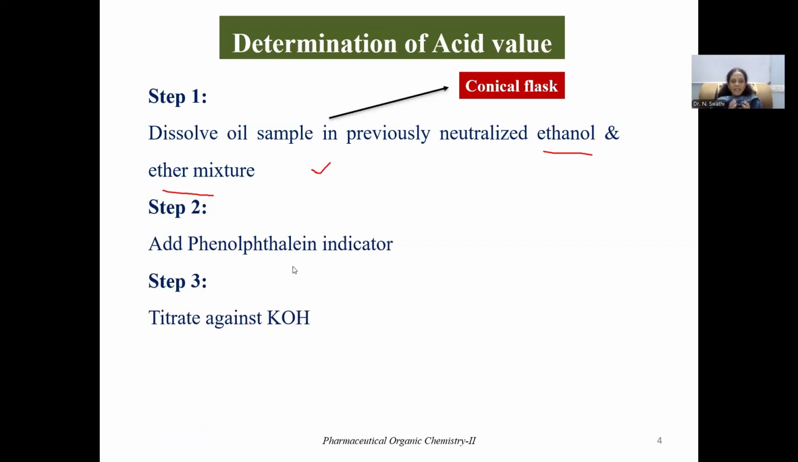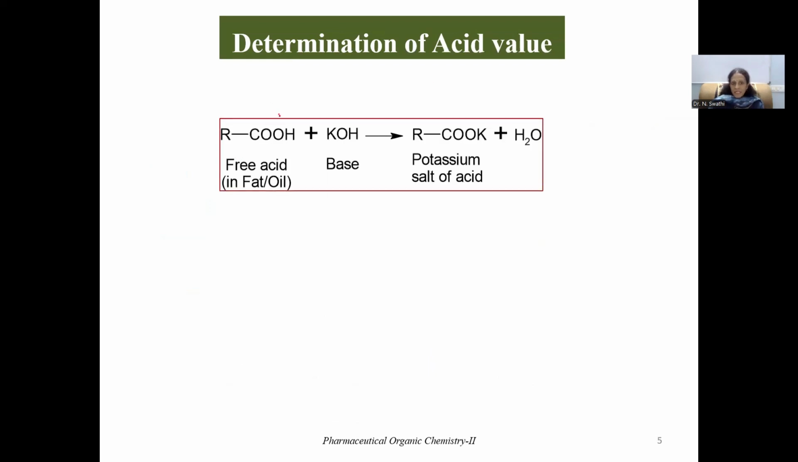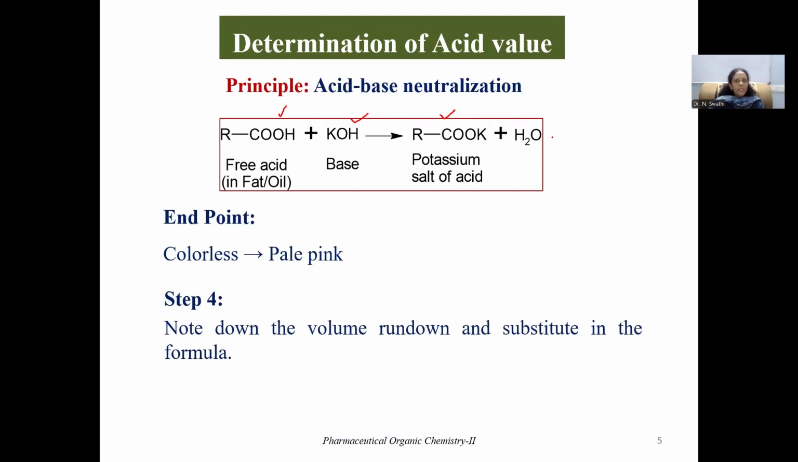Step 3, titrate the reaction mixture against 0.1 molar potassium hydroxide till we get the end point. Now we are titrating with potassium hydroxide, which means potassium hydroxide should be taken in the burette. When we start titrating with potassium hydroxide, the free fatty acids available in the given sample react with potassium hydroxide and give the corresponding potassium salt of the acid, with the formation of water as the byproduct. Thus, the principle involved in this acid value determination is acid-base neutralization titration.